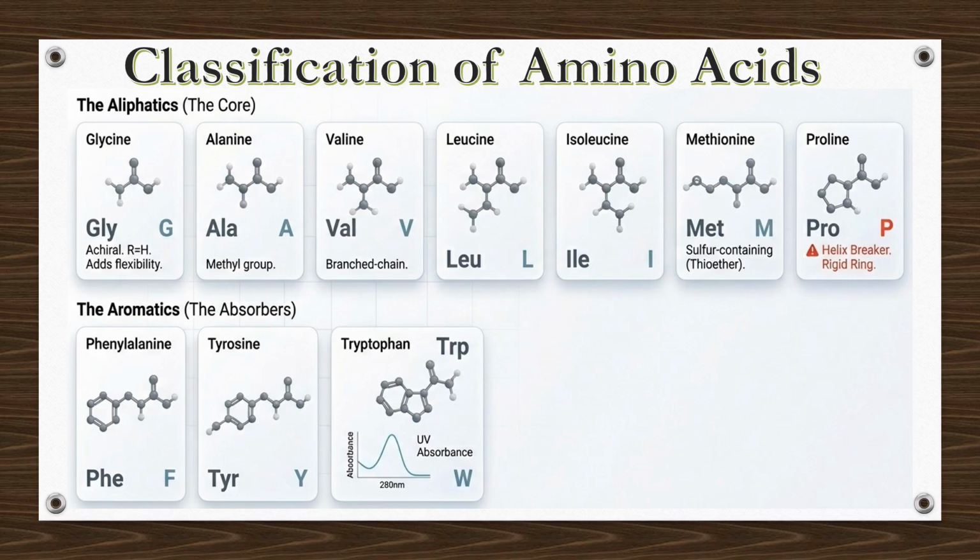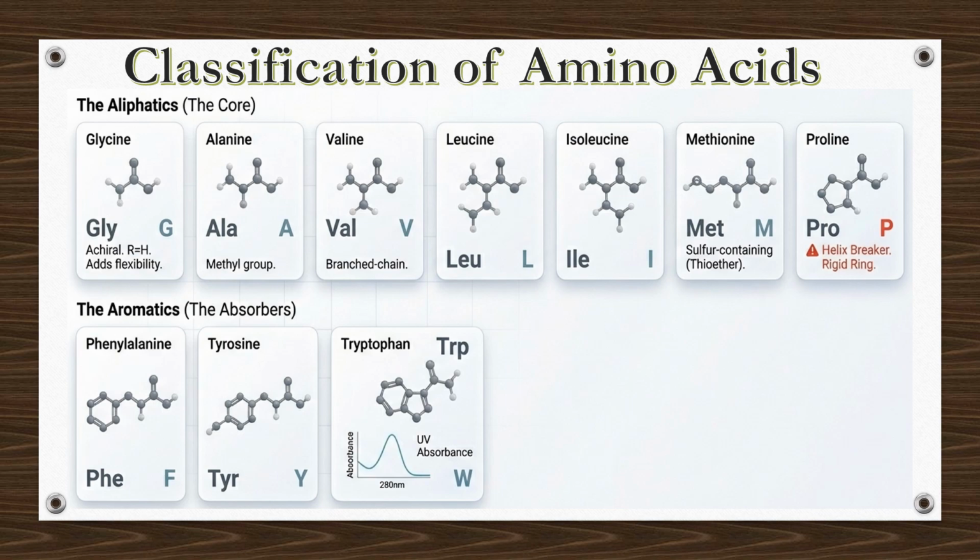Now that we understand the general structure of amino acids, we can classify them based on the chemistry of their side chains. All 20 proteogenic amino acids share the same backbone, but their R groups differ. And these differences determine polarity, charge, size, hydrophobicity, and ultimately their role in proteins. At physiological pH, amino acids are commonly grouped into five categories. Here we will focus on the nonpolar aliphatic and the aromatic groups.